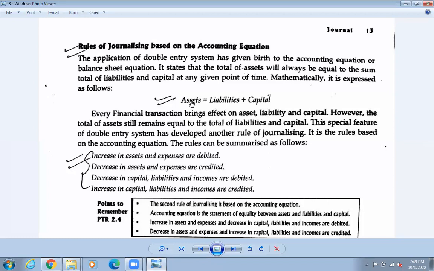Credit. Assets bhane kya ho? That is the sampati. Okay, that is the property of ours. Suppose we have bought one bed. Okay, so that is our property, isn't it? So that is our property, that is our assets. But to buy that property, so what is that?